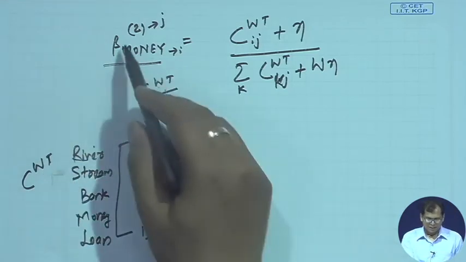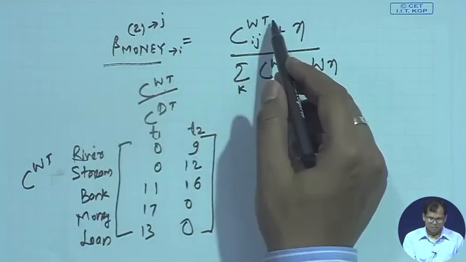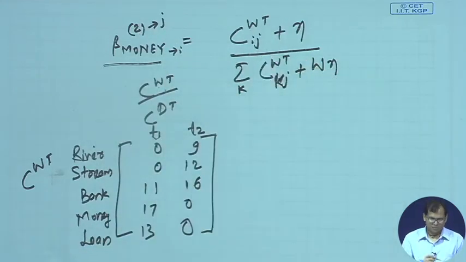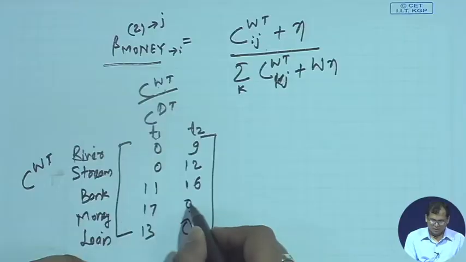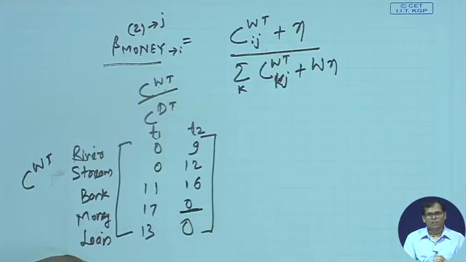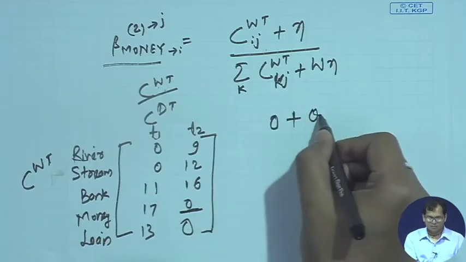Now, let us see how we compute beta money for 2. So, you have to compute CWT ij. I is money, and J is T2. So, this is 0. It is not assigned to topic T2 any number of times. So, I write 0 plus eta, which is 0.1.